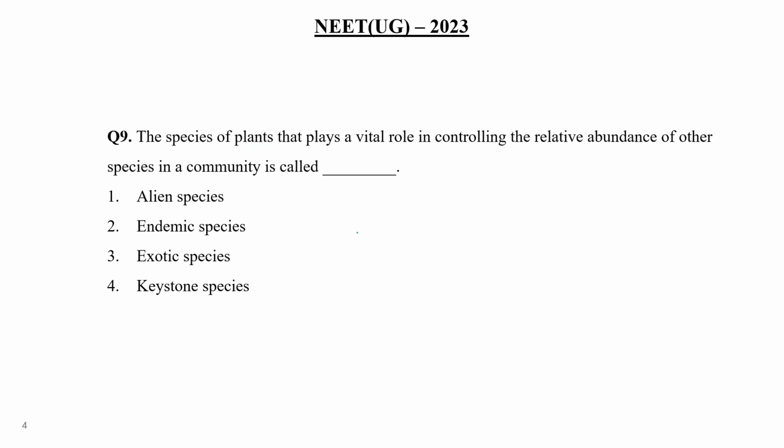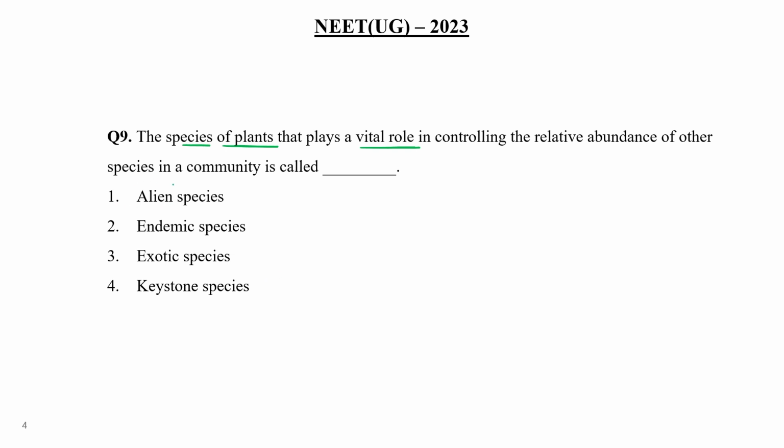Next, the species of plants that play a vital role in controlling relative abundance of other species in a community. What is the right term for that species of plant that plays a very important, vital role in controlling relative abundance of other species in a community? Alien species, endemic species, exotic species, or key species or keystone species? Tell me the answer. Just take your 5 to 10 second time.